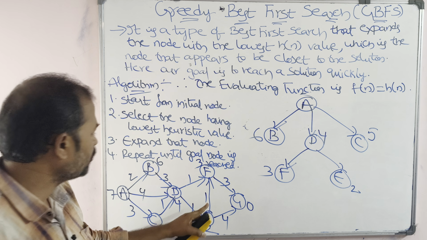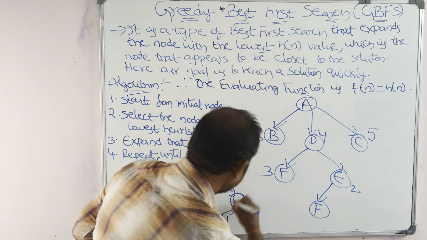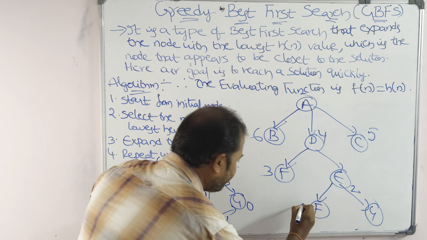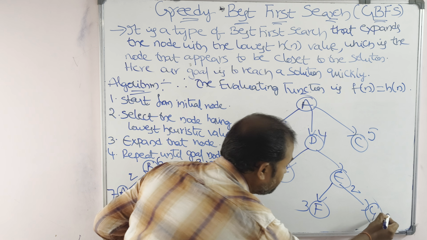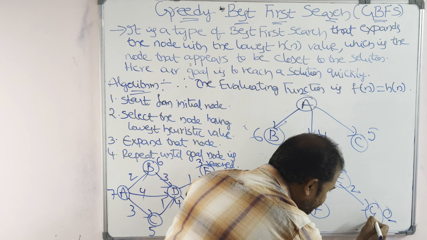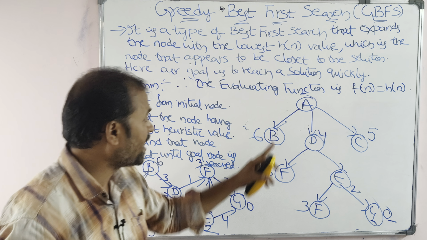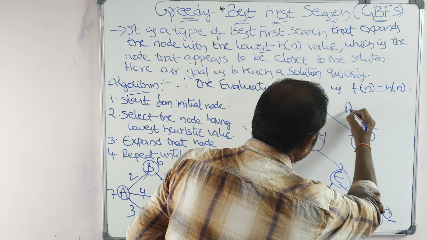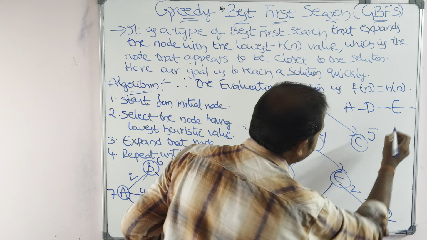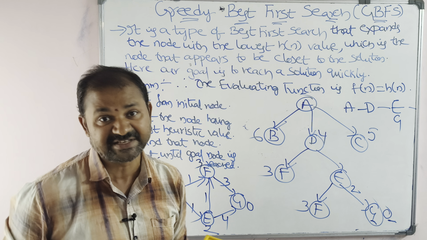So now we expand the E node. E has 2 successors: F, G. F heuristic value 3, G heuristic value 0. So out of 3 and 0, 0 is the smaller value. So this G is the goal node, and we can stop the process now. So now let's find the path. We are traversing from A to D, next D to E, next E to G. So this is the best path if we use the greedy best first search algorithm.